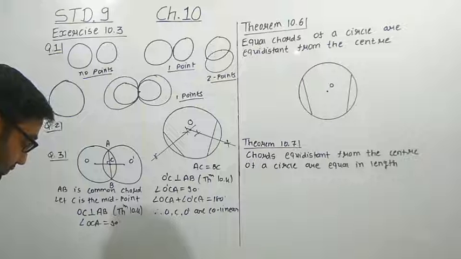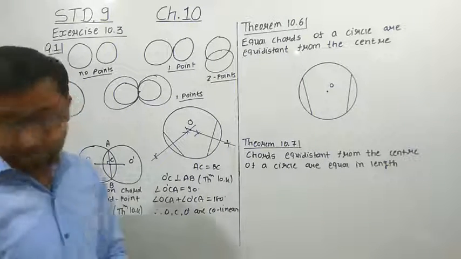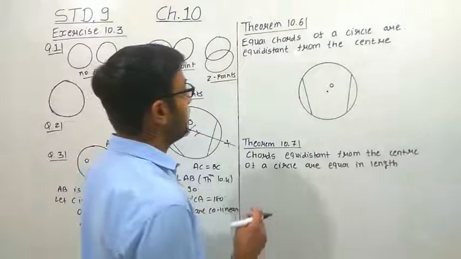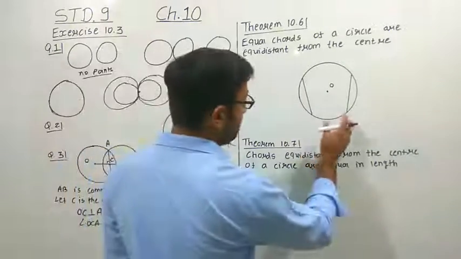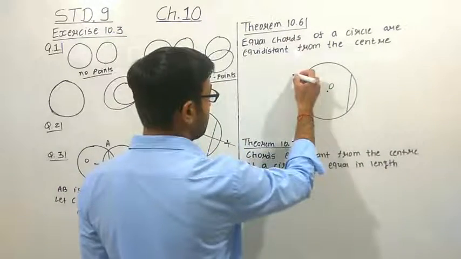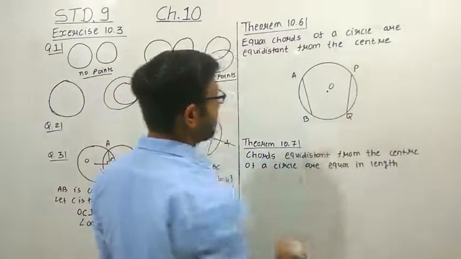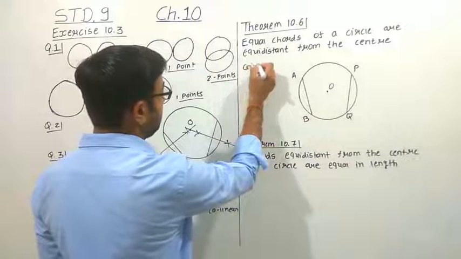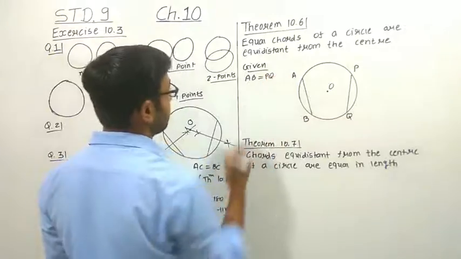Okay, now let us see theorem number 10.6. The theorem is: equal chords of a circle are equidistant from the center. Here we have taken a circle with center O. Let us take two chords here, AB and PQ. These two chords are equal. Here we have given that AB is equal to PQ.